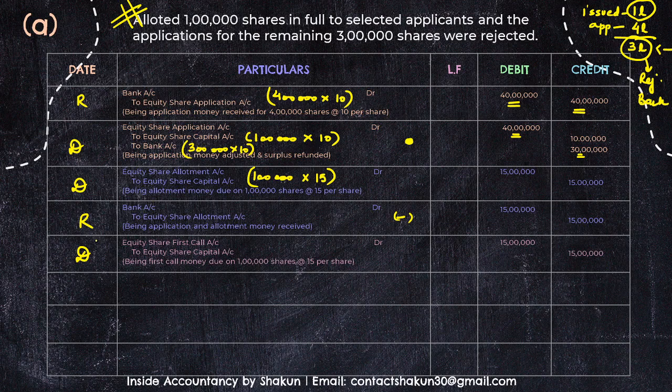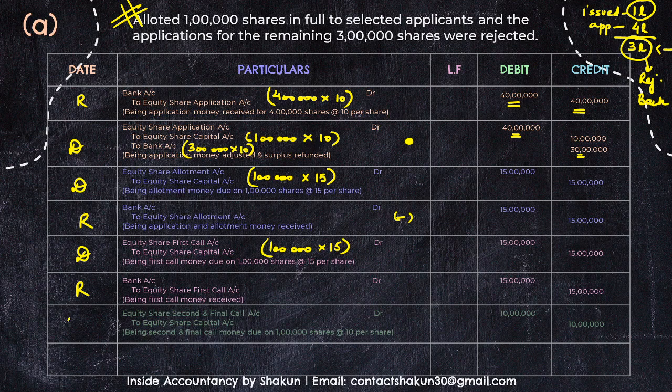Again, equity share first call to equity share capital, the number of shares issued was 1 lakh into 15, that is the rate of first call, amount is 15 lakh. Then again, the receiving entry for first call will also be 15 because nothing has been adjusted on first call.